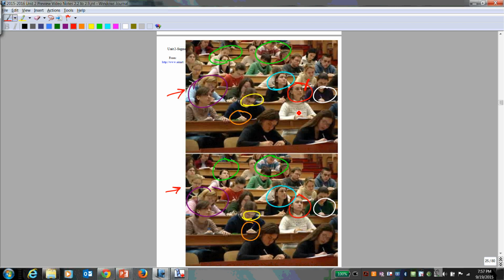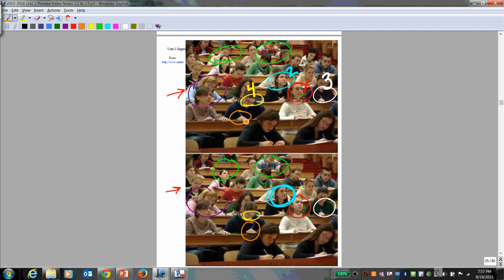1 is glasses, no glasses, right there. 2, no smile and smile. 3, color change from this to this. Color change, if you look very carefully. 4, right here, glasses change. Glasses, no glasses.